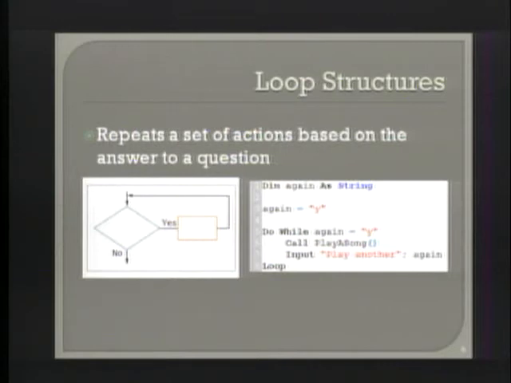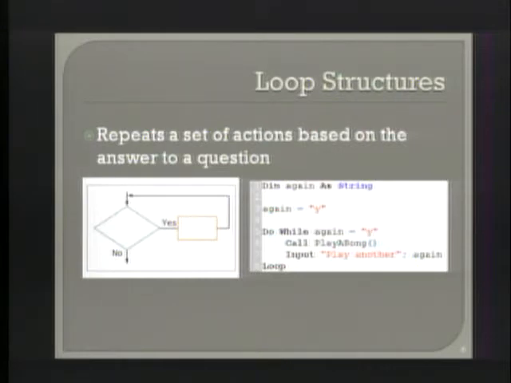Loop structures. It repeats a set of actions based on the answer to a question. The diamond shows the question being asked. If the answer is yes, you do something, and then you come back up. The symbol has to look like this, meaning that the arrow has to come back up right above the diamond. You see that intersection right there? That's the thing that needs to happen with a loop structure.